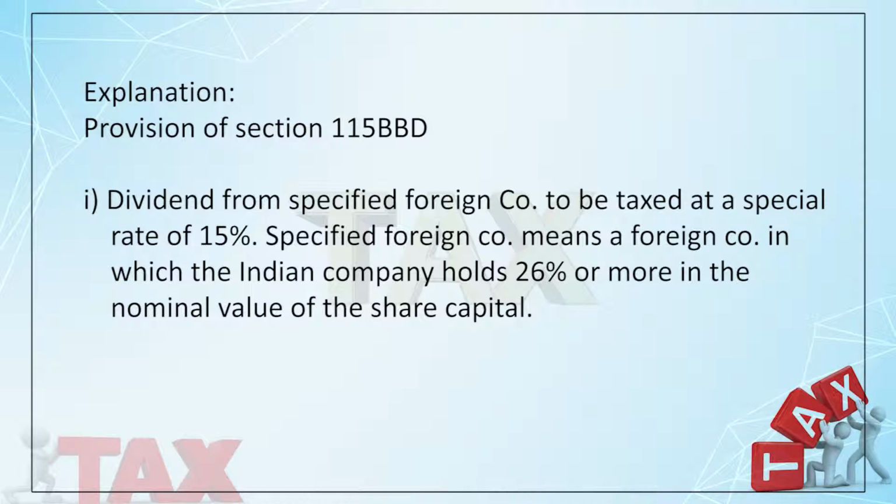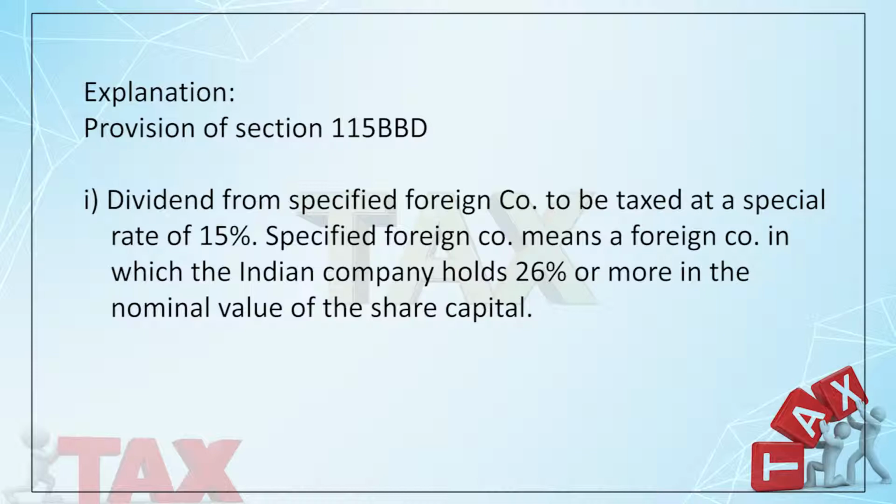What the provision says? As per section 115 BBD, the dividend received from a specified foreign company to be taxed at a special rate of 15%. So, I am giving the stress on specified foreign company. What does it mean by specified foreign? We know the foreign company is, what is the foreign company? But what is specified foreign company? Specified foreign company means a foreign company in which the Indian company holds 26% or more in the nominal value of the share capital. This is the primary condition.